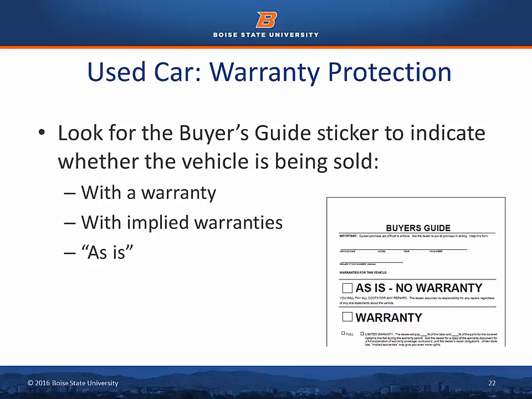When shopping for a used car, look for the buyer's guide sticker posted on the car's side window. The sticker is required by the FTC on all used cars sold by dealers. It tells whether a service contract is available. It also indicates whether the vehicle is being sold with a warranty, with implied warranties only, or as is.